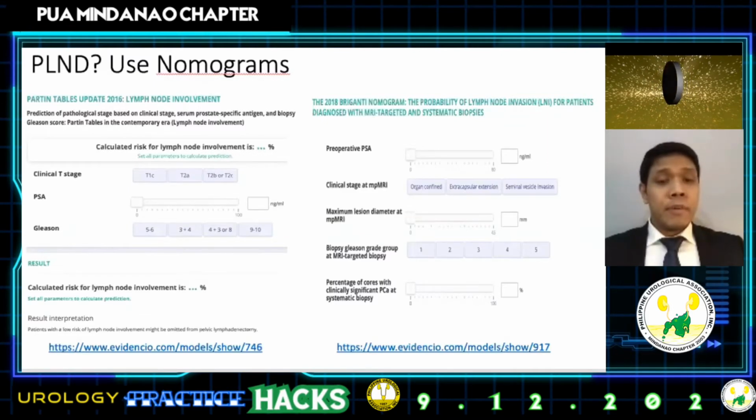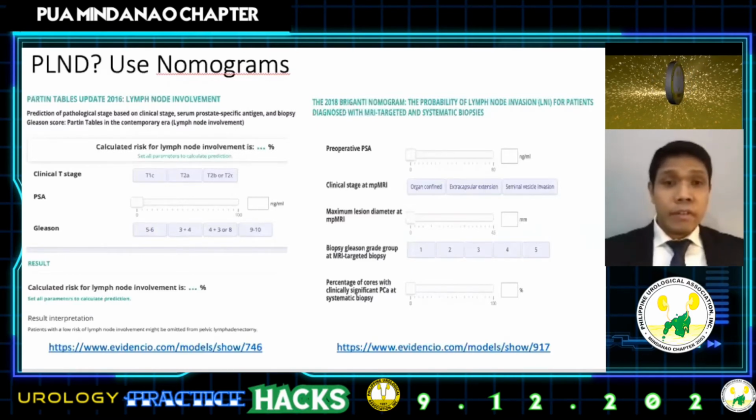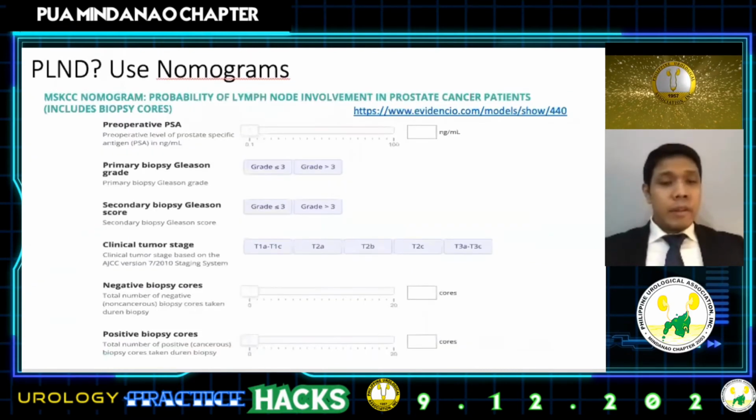And there's even provision for MRI-based biopsy, such as this Briganti nomogram from Italy on the right side of your screen. Here's the Memorial Sloan Kettering nomogram. Now, you might see different nomograms. Most of them have already been compared by studies showing no significant difference. So it's up to actually your preference now.